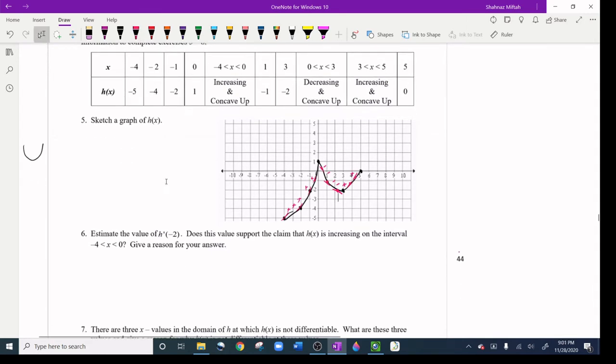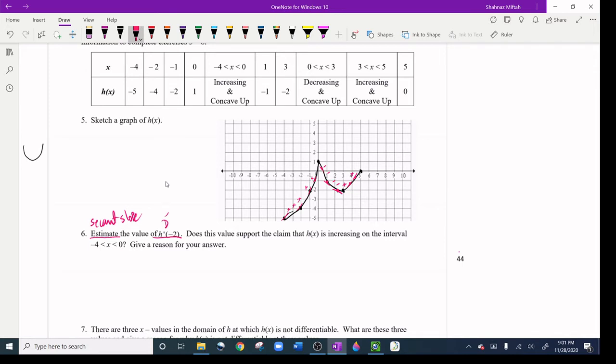Question number 6 is talking about estimate. When they talk about estimate the value of h prime, estimate is always a secant slope. From the table, I don't have an h(x) function that I can take a derivative of and plug in -2. So what does this mean? This means it's a derivative. I estimate a secant slope. So from the table, always you pick arbitrarily close.